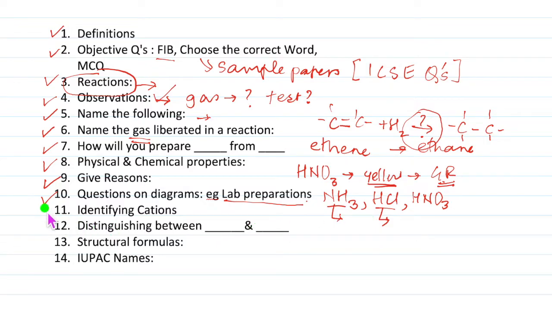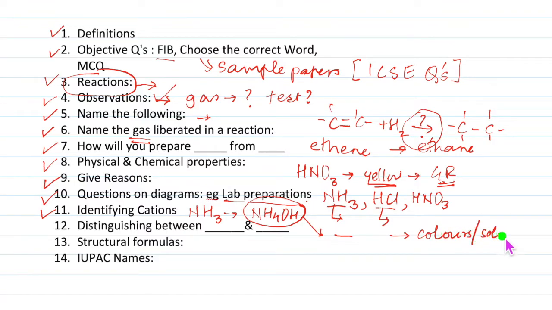Then the next one is identifying the cations. Now this will be based in the chapter ammonia, because you know that aqueous solution of ammonia, which is NH4OH, is very important in qualitative analysis. Qualitative analysis means the metal salts with NH4OH, what are the colors of the precipitate and what are their solubilities in excess of NH4OH. You need to know that by heart.